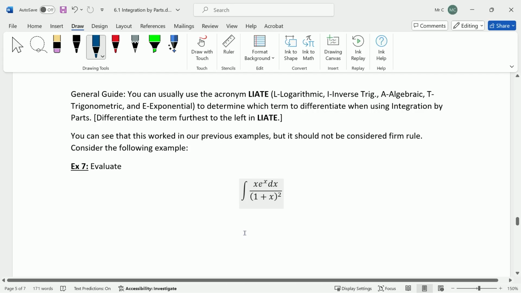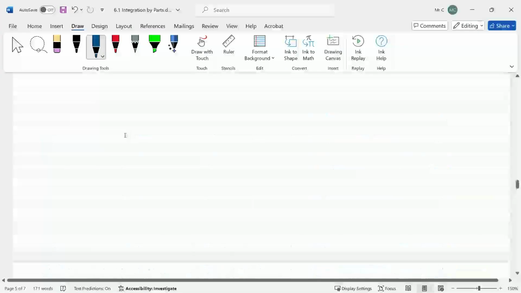So we have sort of a general guide here. You can usually use the acronym LIATE. So logarithmic, inverse trig, algebraic, trigonometric, and exponential to determine which term to differentiate when using integration by parts. You differentiate the term that's furthest to the left in LIATE. In other words, which thing do you pick for u? You pick whatever type of expression is furthest to the left in LIATE. So we can see this in the previous examples. I'll go back.